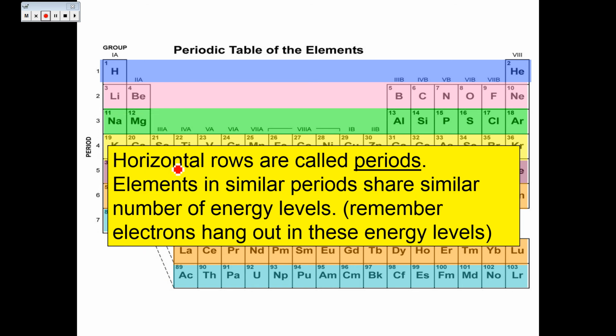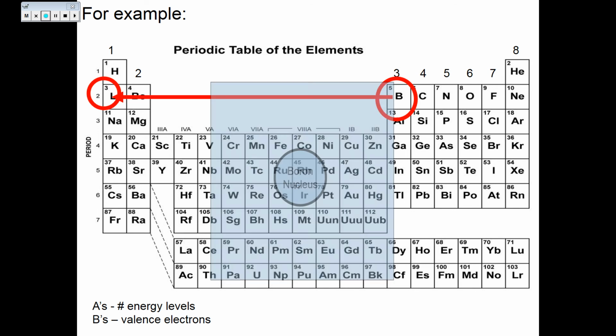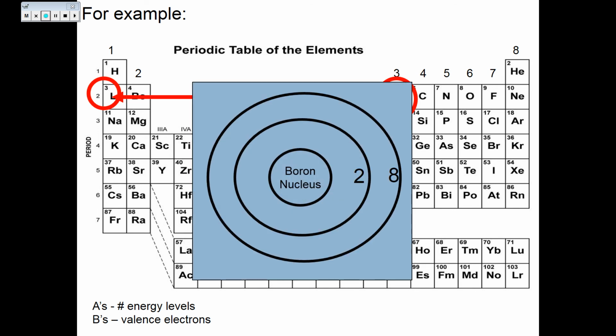Horizontal rows are called periods. Elements in similar periods share similar number of energy levels. This is where the electrons hang out. So, for example, boron, which is in period 2, would have a nucleus and then 2 energy levels. This 2 and this 8, those are not really the number of electrons that boron has. Those are just to remind you that the maximum number of electrons the first ring can hold is 2, and the second ring is 8.